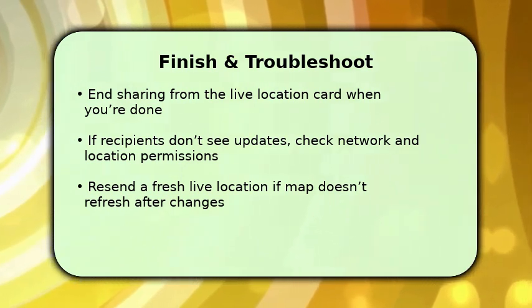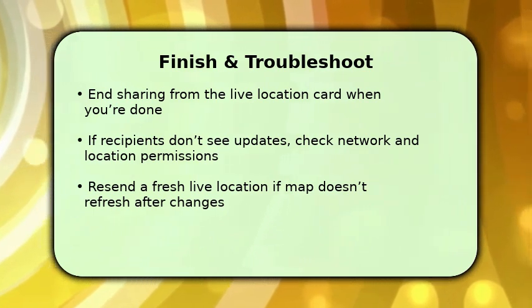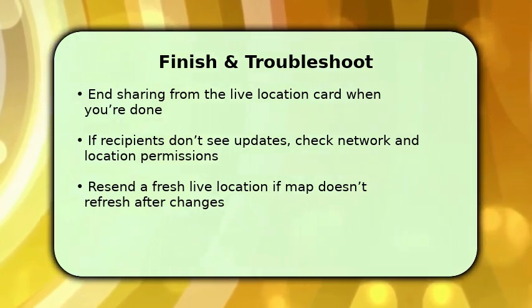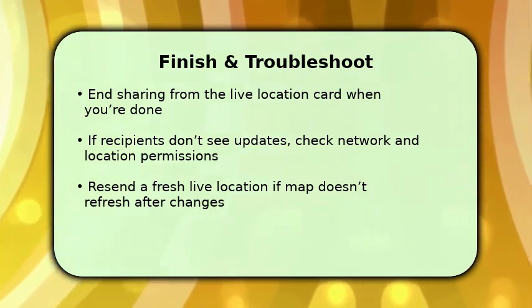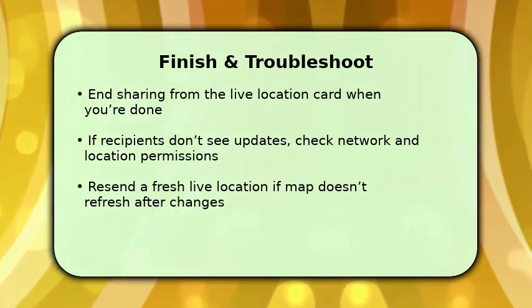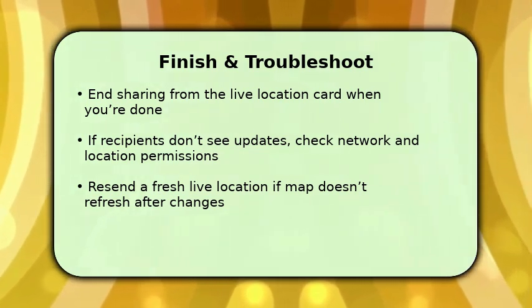If changes don't appear for others, ensure you have a stable internet connection, GPS enabled, and WhatsApp has precise location permission. These are common failure points. If the map won't refresh after extending or restarting, end sharing and resend a new live location. That reliably forces an updated timestamp and session for all recipients.